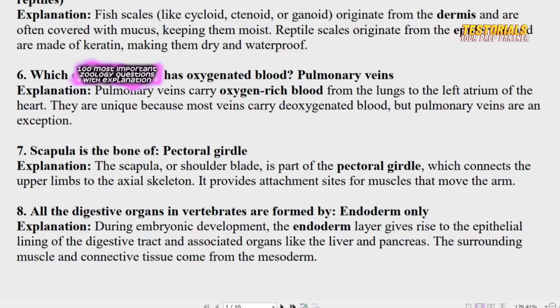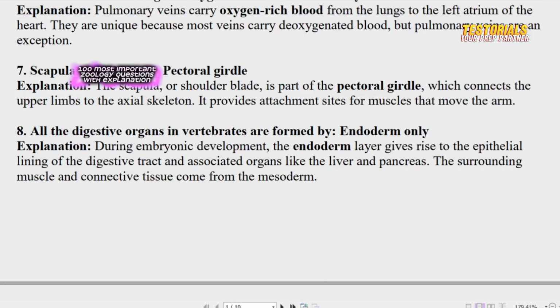6. Which of the following has oxygenated blood? Pulmonary veins. Explanation. Pulmonary veins carry oxygen-rich blood from the lungs to the left atrium of the heart. They are unique because most veins carry deoxygenated blood, but pulmonary veins are an exception.